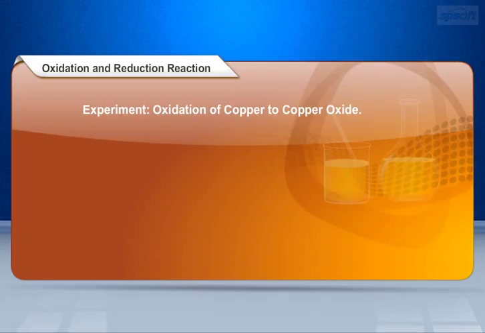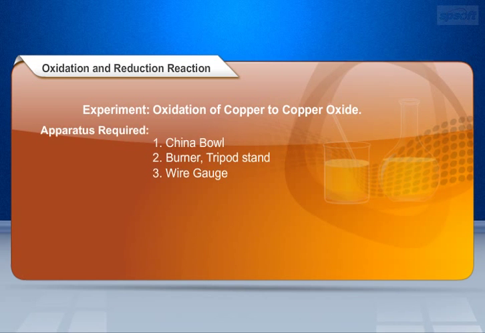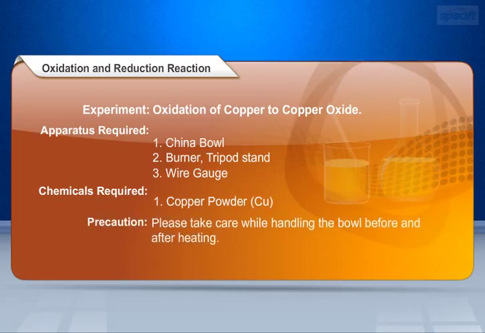Let us do an experiment to understand oxidation and reduction reaction. The experiment is oxidation of copper to copper oxide. The apparatus required for this experiment are china dish, burner, tripod stand, and wire gauze. The chemical required for this experiment is copper powder. The precautions to be followed during the experiment: please take care while handling the dish before and after heating. Let us do the experiment.